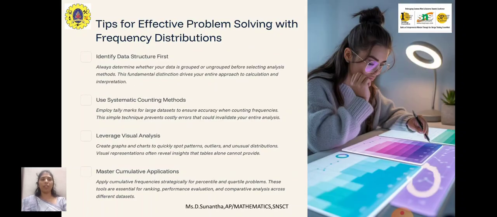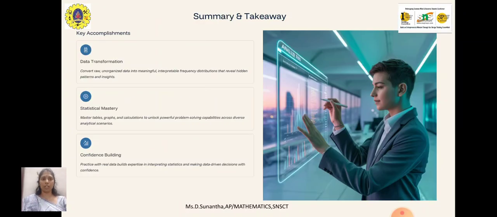Next is tips for effective problem solving. The first one is to identify data structure first. Second is use systematic counting methods. Third is leverage visual analysis. Fourth is master cumulative applications.